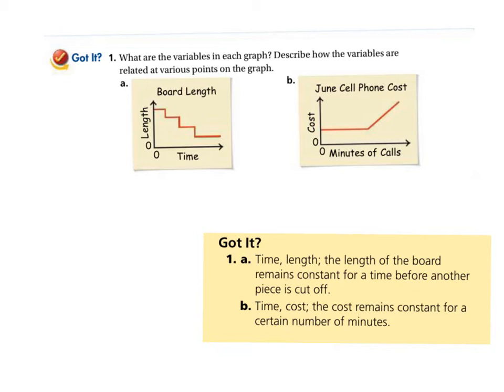Taking a look at B. June's cell phone costs. So costs here on the y-axis, that's the output. Input is minutes of call. So notice you're going along here and your cost doesn't go up, but you're using minutes. All of a sudden, the cost starts going up. So our variables are time and cost. And notice the cost remains constant for a certain number of minutes. After that, you must have run out of minutes, so you start having to pay more, right? I got minutes, and then I run out, so it starts going up because you ran out of minutes.